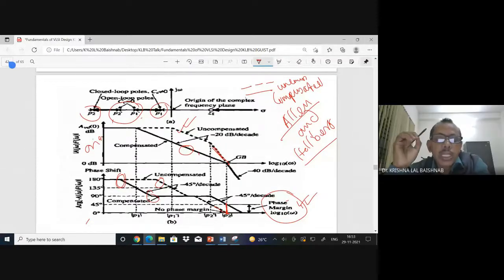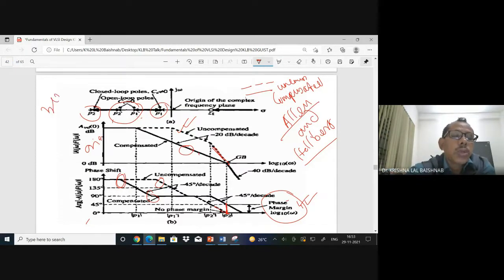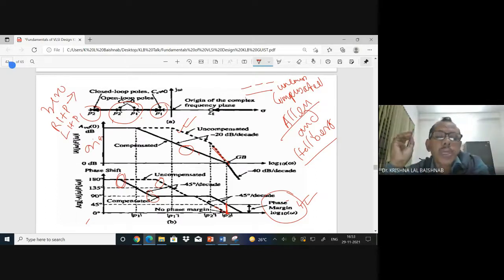Any question, please? Only thing to remember, as I said, new terms: there are two types of zero. One is called RHP zero, another is called LHP zero. The RHP zero is more of a culprit for phase margin and transient response. It gives you negative phase, just like your poles. So poles and zeros basically dictate this graph. Clear my point?